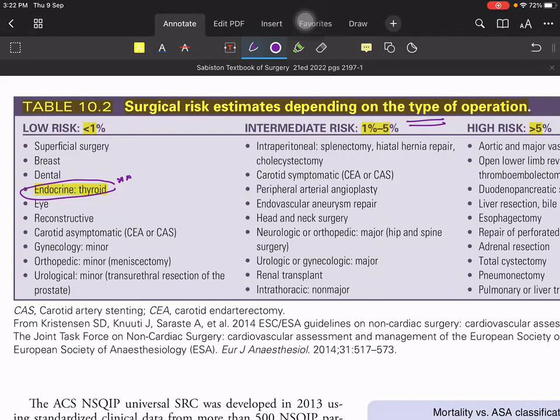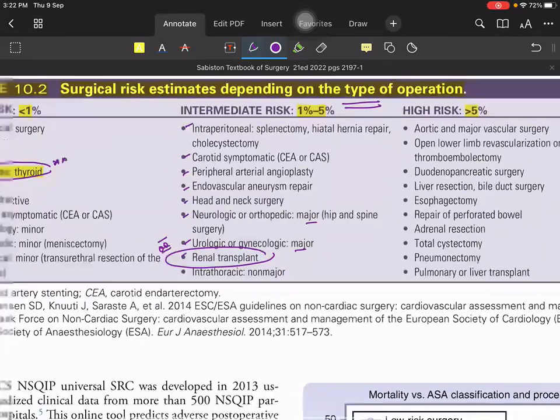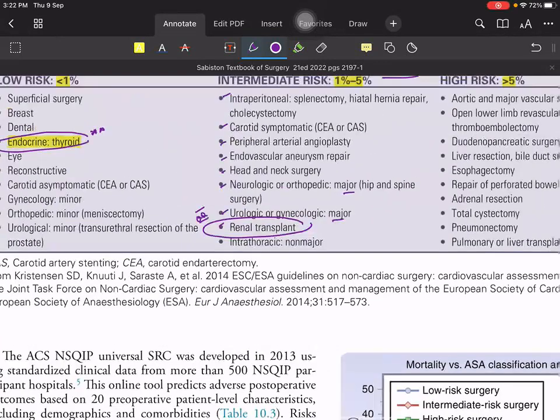Okay, and in intermediate risk, you have to see intraperitoneal surgeries, routine intraperitoneal splenectomy, hiatal hernia repair, corrected symptomatic peripheral arterial angioplasty, endovascular aneurysm repair, head and neck, neurological, and orthopedic such as hip and spine surgery, urological, gynecological, major surgeries. So minor will come in the low risk, and major will come in the intermediate risk. In the transplant, only renal transplant will come in the intermediate. This is your different point. Other transplants, such as liver transplant, will come under the high risk.